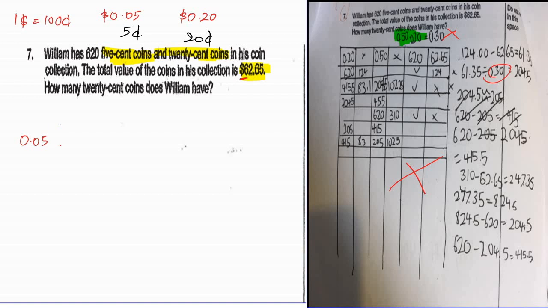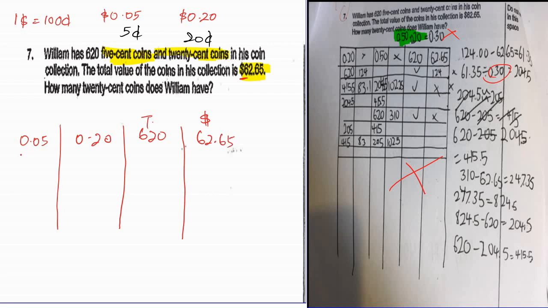Okay. So let me put here first. I have 0.05. I have 0.20. And the total number of coins I need is 620, and then the total value, right, is $62.65. Okay, let me put all these numbers in. This is actually 5 cent, so it is 620 times 0.05. It'll give me 31.